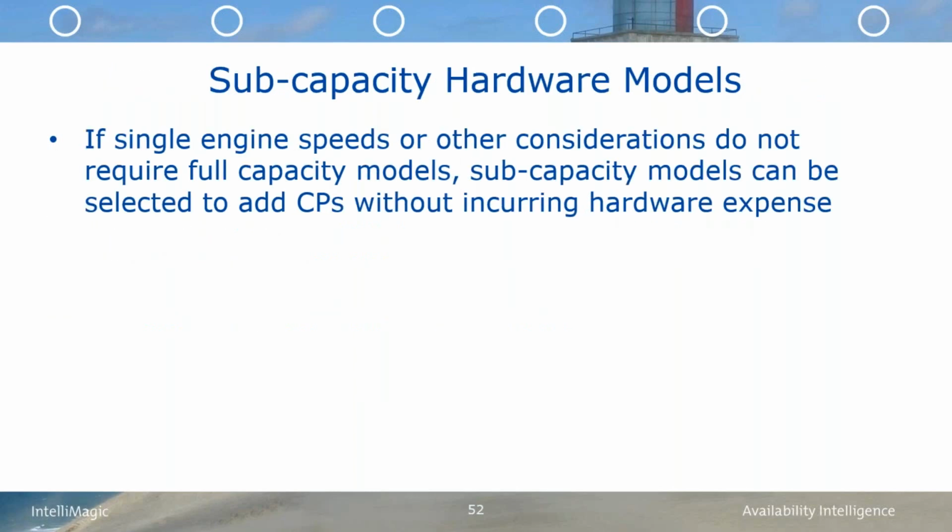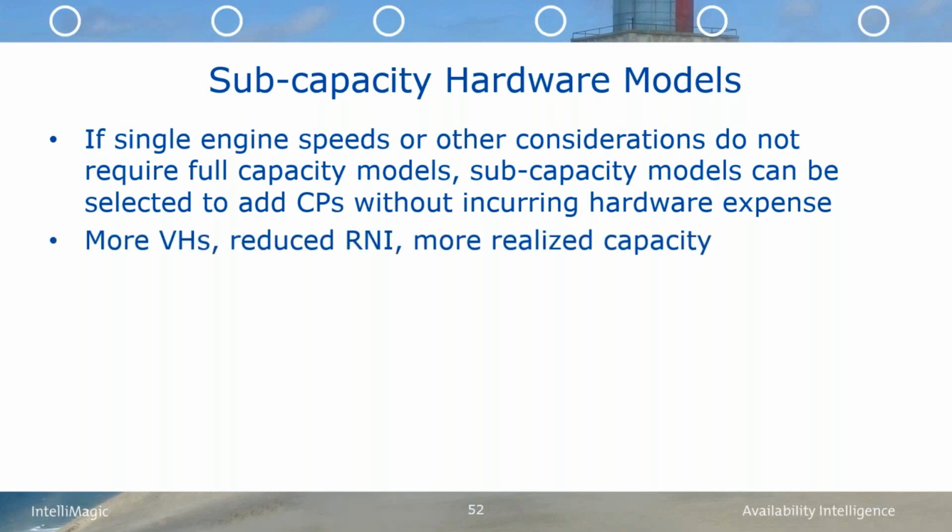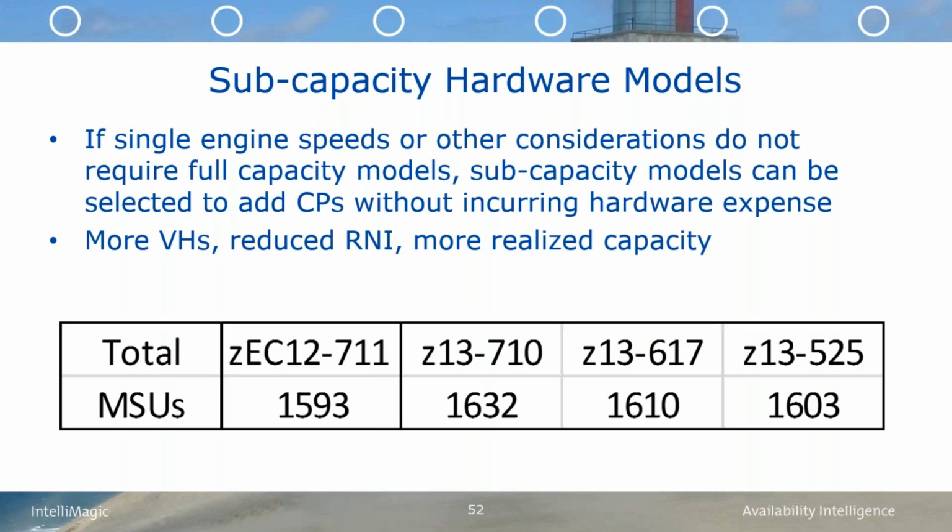If single engine speed requirements or other considerations in your environment don't require full capacity models, subcapacity models can be selected when upgrading to new generation technologies. This adds physical CPs along with the associated level 1 and level 2 processor cache without incurring additional hardware expense, which results in more vertical highs and thus reduced R&I.